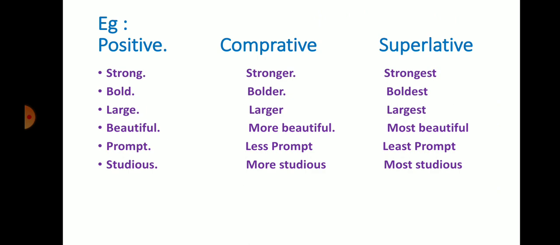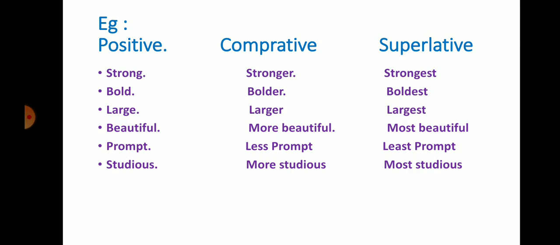Bold, bolder, boldest. Large, larger, largest. Beautiful, more beautiful, most beautiful. See here how we are using the words more and most. Beautiful is your adjective. Then more beautiful, because we are making a comparison. Like we can say Rita is beautiful, Seema is more beautiful than Rita, and you can say Aishwarya is the most beautiful of all.